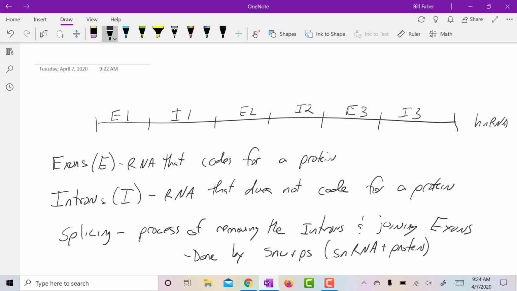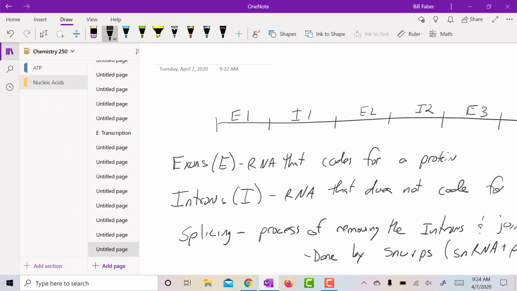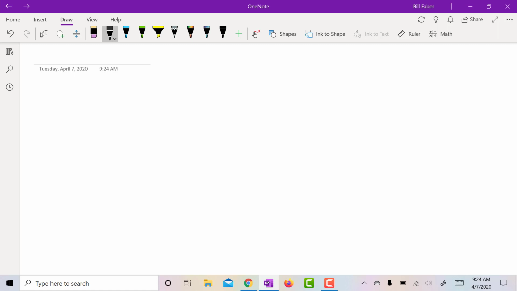What's brilliant about this is it conserves things. If you have a good scaffold for a protein in E1, you can make multiple proteins out of it by attaching different exons to it. And so you might see this piece of hnRNA be processed into a couple different things. You might see it connected if you took E1 and E2. That might be a piece of mRNA that codes for a single protein.